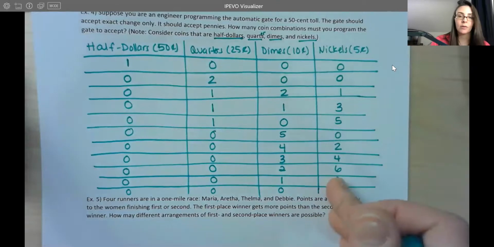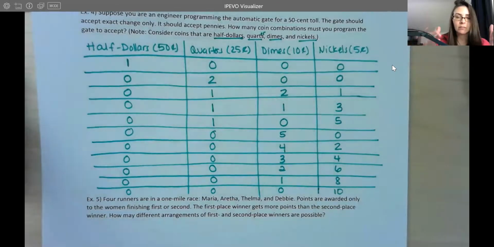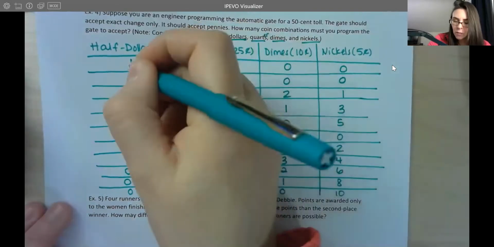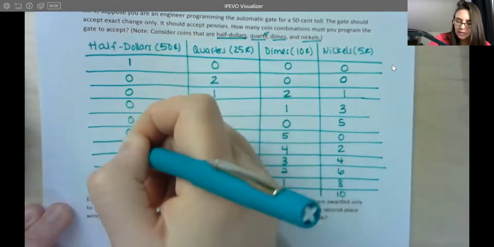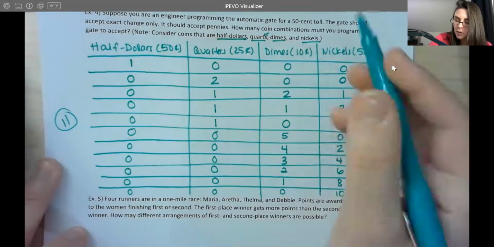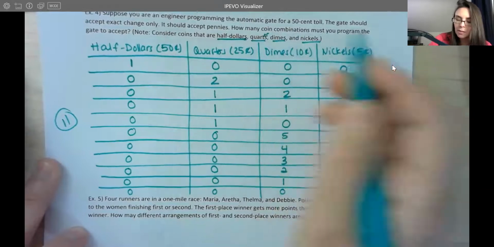If I have 0 nickels as my biggest coin, then I have nothing left, right? So here I made a strategy. I used a table. I did trial and error, kind of thinking about, okay, what combinations could I make? And I see that I have 1, 2, 3, 4, 5, 6, 7, 8, 9, 10, 11 different combinations. So how many coin combinations must you program? 11.